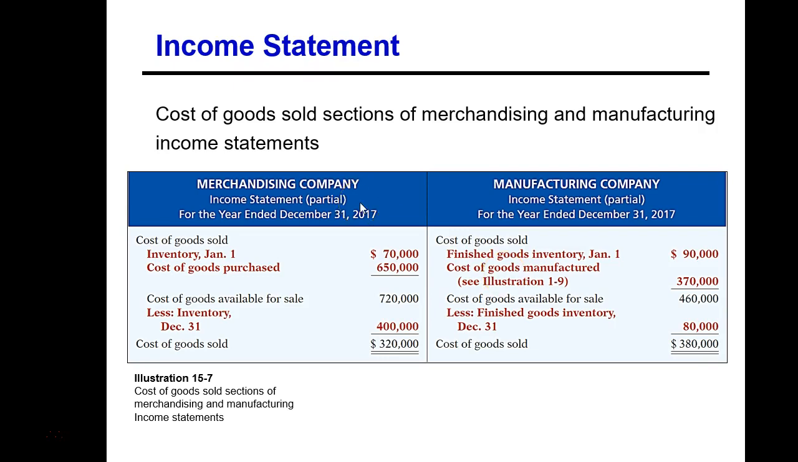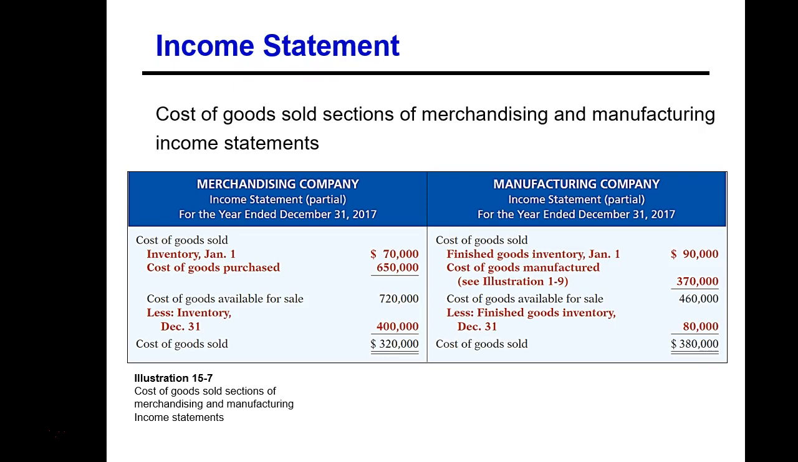Let's look at the income statement for a merchandising company and also for a manufacturing company. So again, with the merchandising company, you begin with your beginning inventory. You're going to add in your cost of goods purchased, which again shows the items that we purchased during the course of the accounting period. When you add those two together, they're known as your cost of goods available for sale. We're going to subtract out what we still have left, which is your ending inventory, and the difference between what was available and what we still have remaining is known as your cost of goods sold.